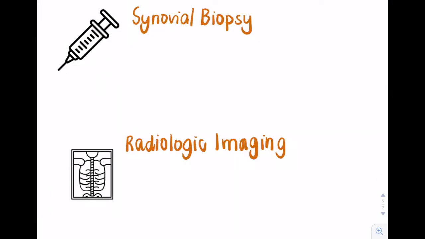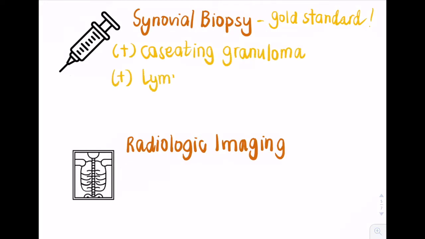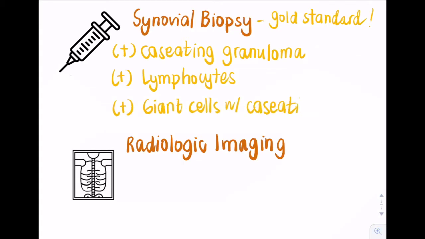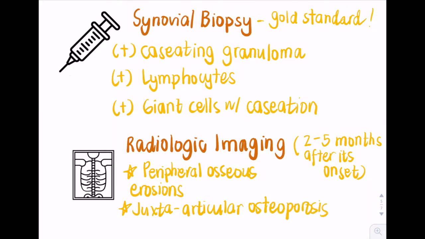Now we go to our diagnostic findings. Synovial biopsy is the gold standard diagnostic measure for TB arthritis. A positive result would include findings such as caseating granulomas, lymphocytes, and giant cells with caseation. 2 to 5 months after its onset, pertinent findings in radiologic imaging would present with a triad of characteristics, namely peripheral osseous erosions at the point of synovial attachment, juxta-articular osteoporosis, and gradual intra-articular space narrowing.